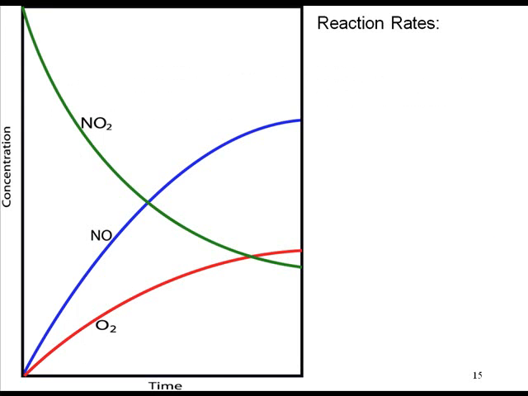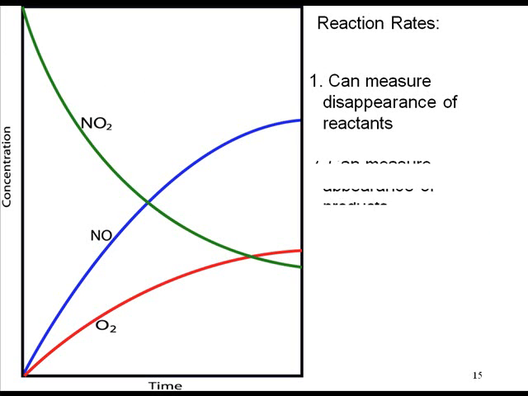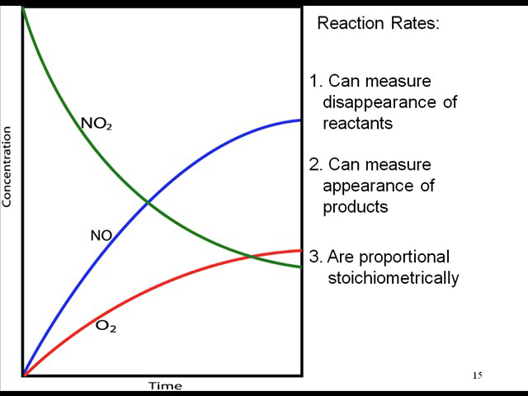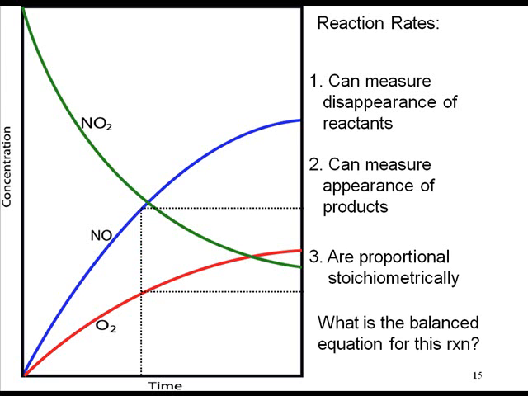So the reaction rate is the rate at which the reactant disappears, or it's the rate at which the product appears. And notice that the rate that they change is proportional to the stoichiometry. So what you see here is that the O2 gas is going to be 1/2 as fast as the NO2.